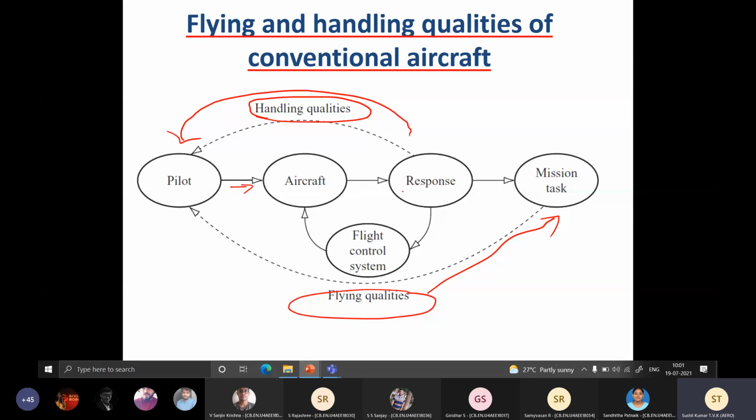Now, if you feel that the response is not satisfactory, then you will have to stabilize the aircraft using some flight control system. And that is exactly what you are doing now in your avionics lab. You are trying to stabilize pitch attitude as an inner loop. Okay. So that comes under flight controls.